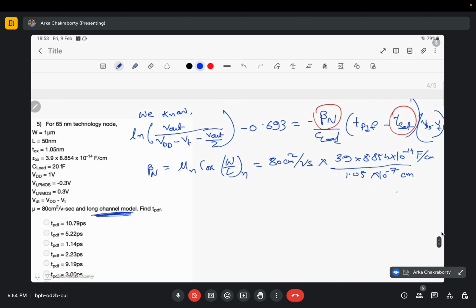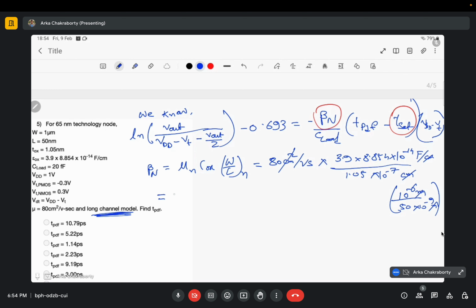And into W by L, so W is 1 micro, that is 10 to the power minus 6 meter, and length is 50 nano, that is 50 into 10 to the power minus 9 meter. I am writing it in meter because meter will cancel out simply, and here you can see this centimeter will cancel this centimeter square.